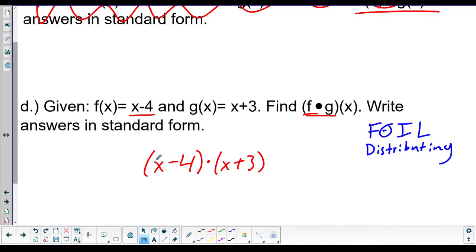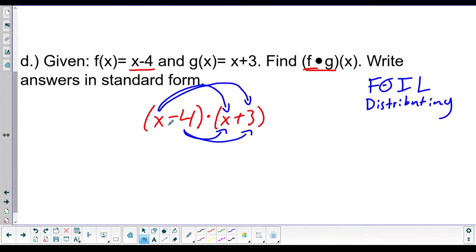What we're going to do is take each term in this set of parentheses and multiply it to each term in this set. So we're going to take this x and multiply it to x. We're going to take it and multiply it to 3. That's this x times everything over here. Then we have to do the negative 4 times everything. So we'll do negative 4 times x, and then negative 4 times 3, and we'll combine our like terms from there.